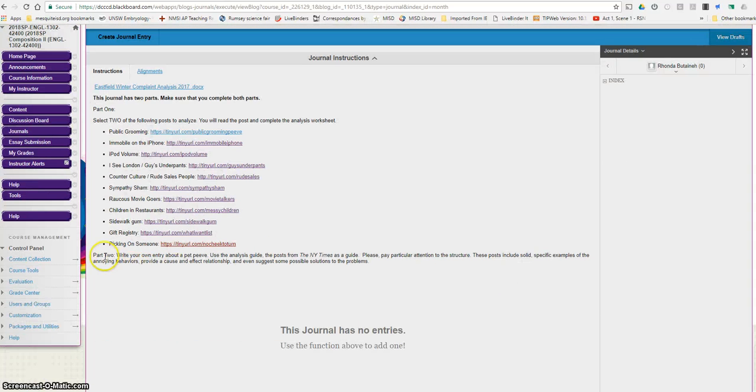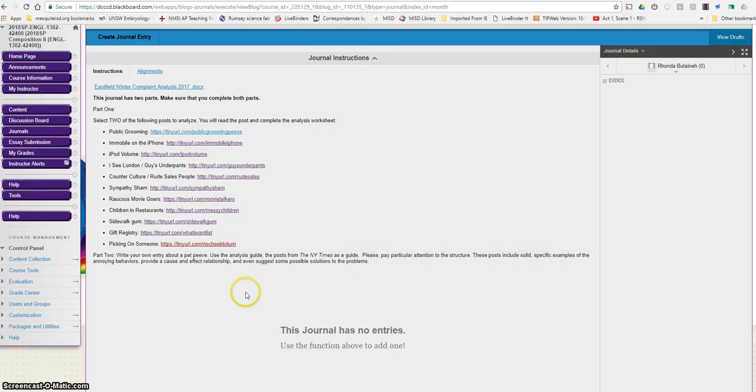Okay, here's the journal. Part 2 is to write your own entry, and you use the analysis guide and one of the posts as a guide for yourself. And so I would have that public grooming out, and then I would try to emulate it to a certain extent because it's so well done. It has everything that you need for a solid argument. It has 2 well-developed examples. It has another partially developed, specific example, has a concession, has cause, effect, has solutions. It's a perfect example of how to write about irritating behavior.